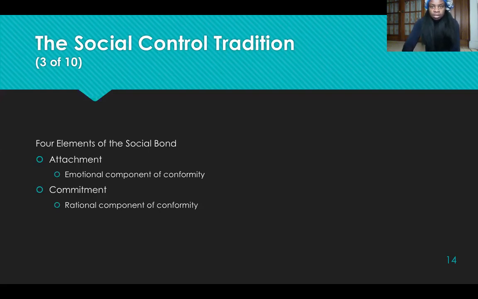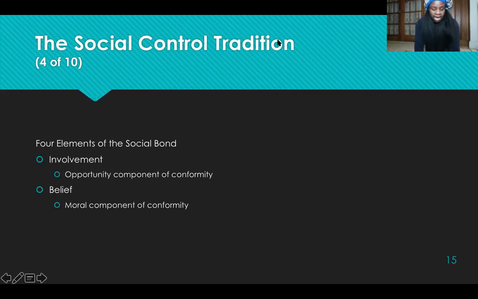Involvement is the opportunity component of conformity and is a direct consequence of commitment. It is part of an overall conventional pattern of existence. And then belief is the moral component of conformity and refers to the acceptance of the social norms regulating conduct.